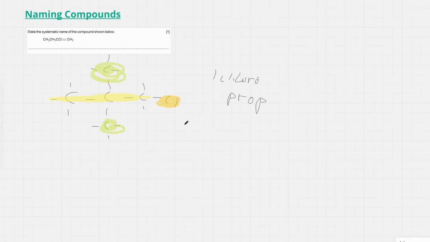So it's 1-chloro, and we know that there are 2 methyl groups both coming out from the second carbon, so it's 2,2, giving the location of both the methyls, dimethylpropane, and that is the full name for this compound.